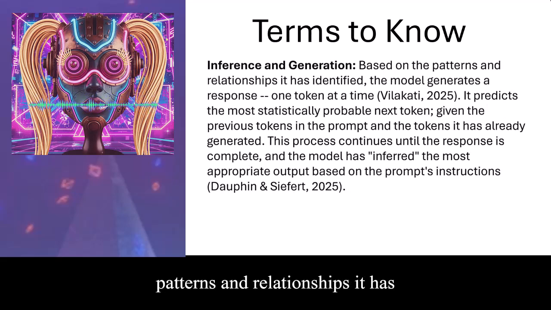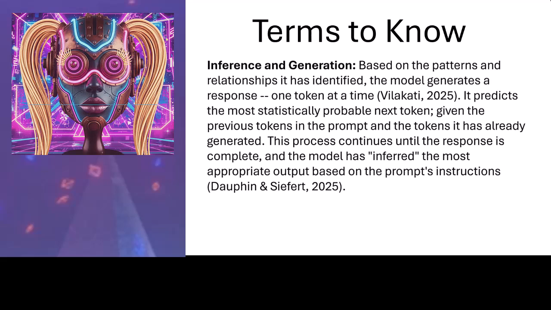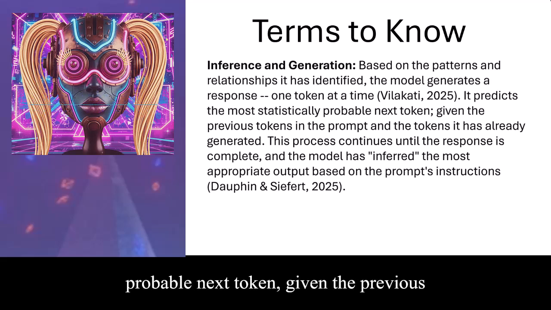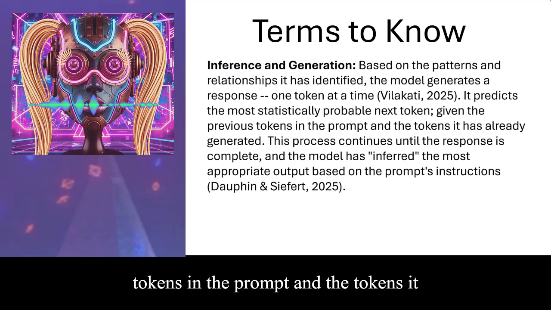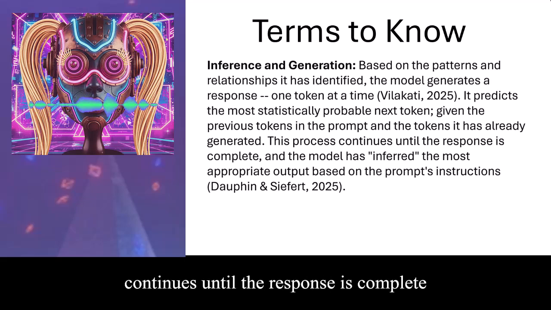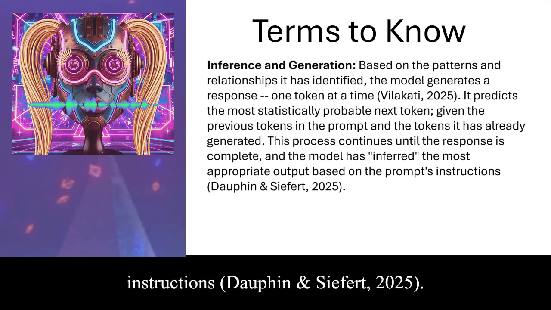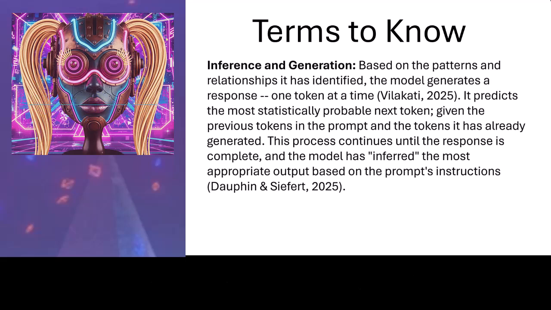Inference and generation. Based on the patterns and relationships it has identified, the model generates a response, one token at a time. Villicati, 2025. It predicts the most statistically probable next token, given the previous tokens in the prompt and the tokens it has already generated. This process continues until the response is complete, and the model has inferred the most appropriate output based on the prompt's instructions. Dauphin and Seifert, 2025.